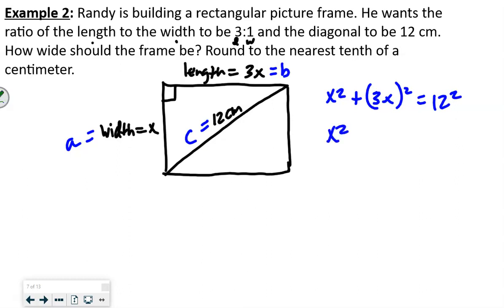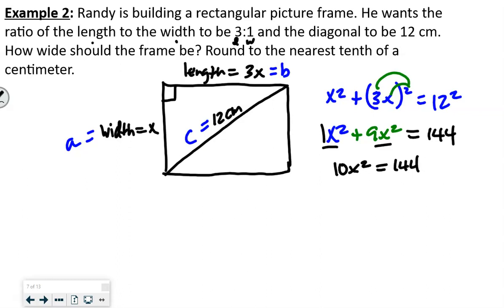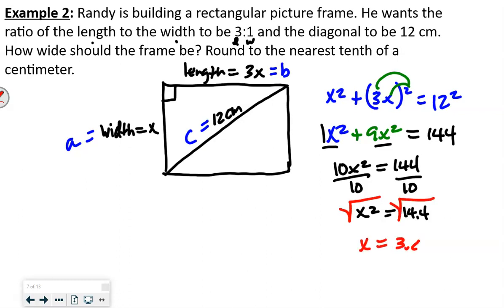So now hopefully you remember that the square applies to both terms, right? So we're going to square the 3 and the x. So this is going to be plus 9x squared, and that's going to be equal to 144. And remember, there's a 1 there, and these are like terms, right? So aren't we going to add the 1 plus the 9? So this is going to be 10x squared is equal to 144. Divide both sides by 10. So x squared is equal to 14.4. And then once again, take the square root of both sides. So x is equal to 3.8 centimeters.